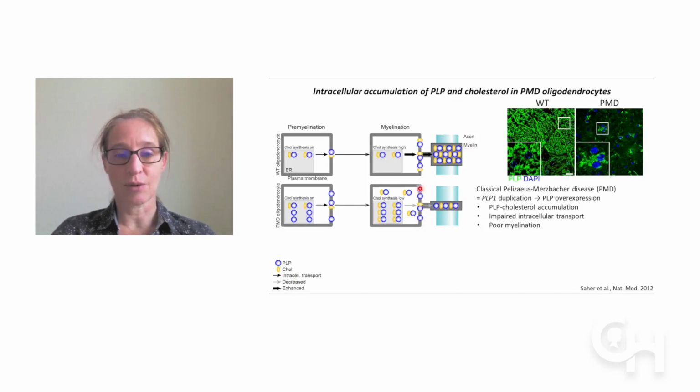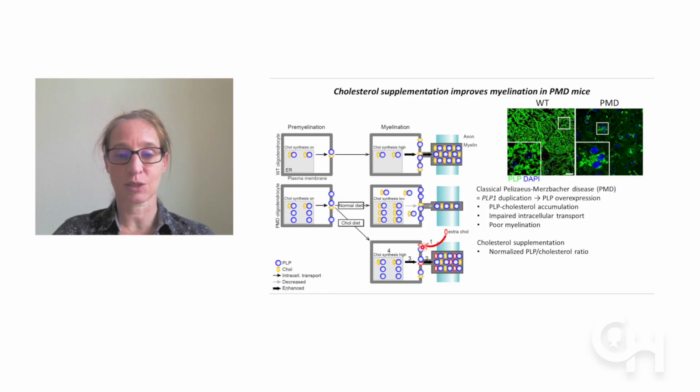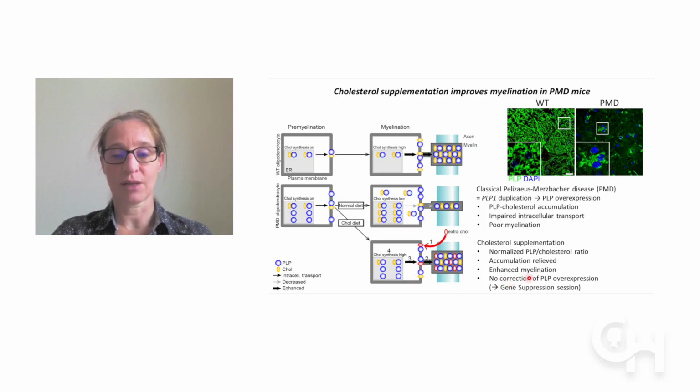We addressed this altered ratio of cholesterol to PLP by adding extra cholesterol to the mutant cells by feeding a cholesterol diet. This normalized the PLP to cholesterol ratio within the cell membrane, and the intracellular accumulation was relieved by this treatment, and this led to enhanced myelination. I want to stress, however, that we did not correct the PLP overexpression.